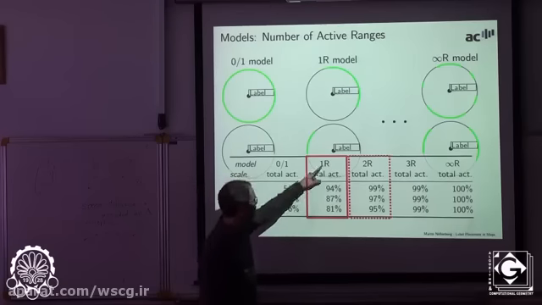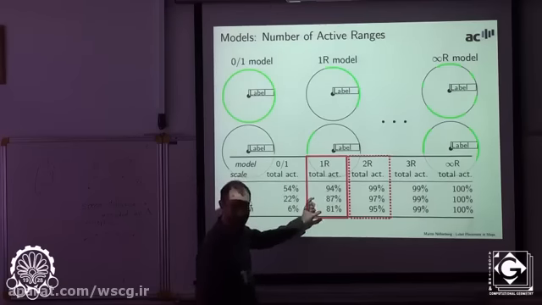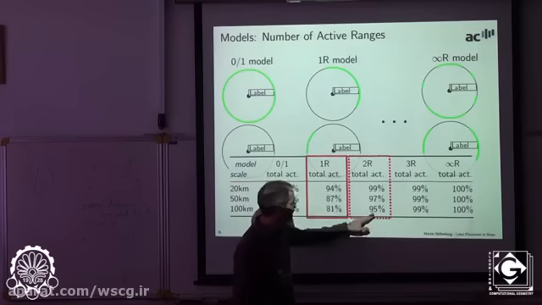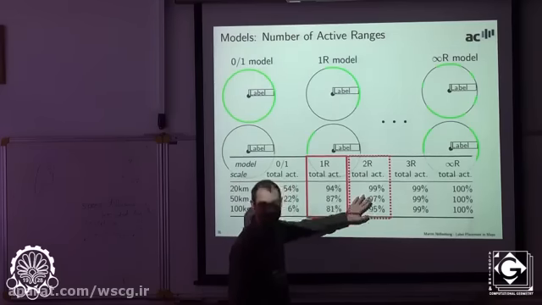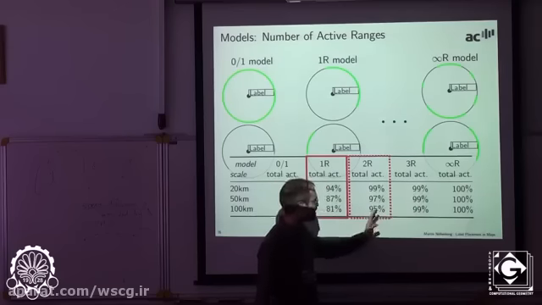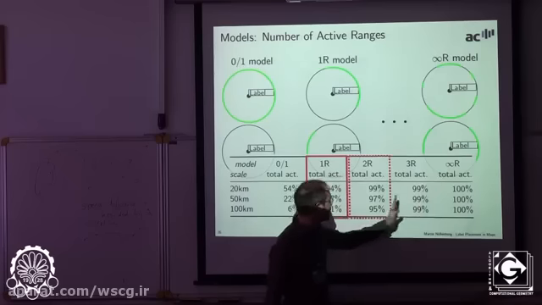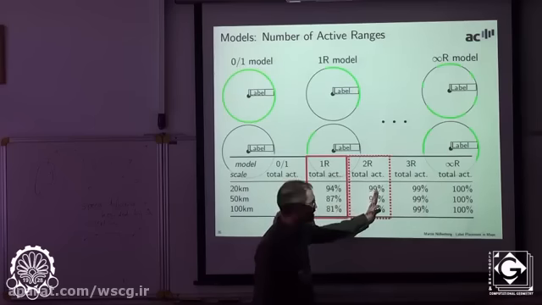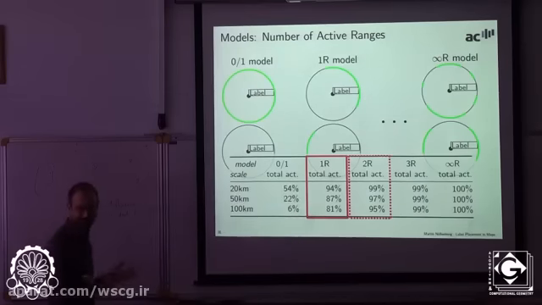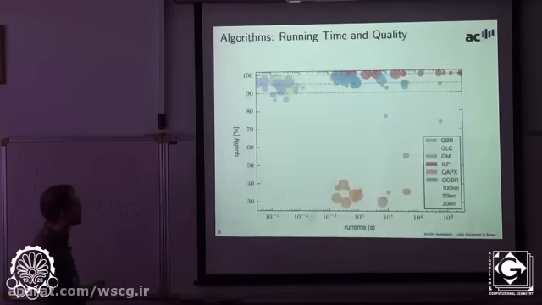If you go to the 1R model, where a single active range is possible, you already go over 80%. And if you have small scale map, even 94%. If you allow 2 active ranges, you have 99%, 97, 95. So this is very good. 3R gives you 99%. So it certainly does not make sense to have more than 3 active ranges. Maybe 2 is a fair choice, and infinity you don't want to have. But you get there even with very consistent labeling. So that's kind of a nice result.